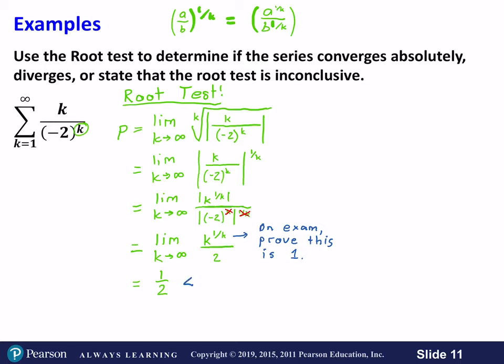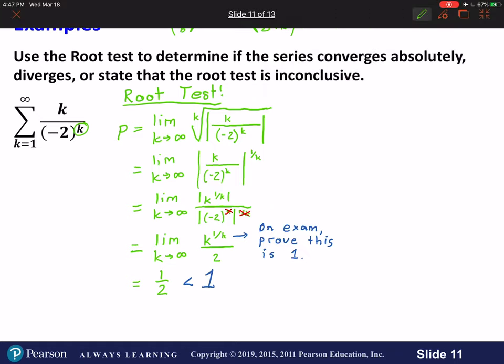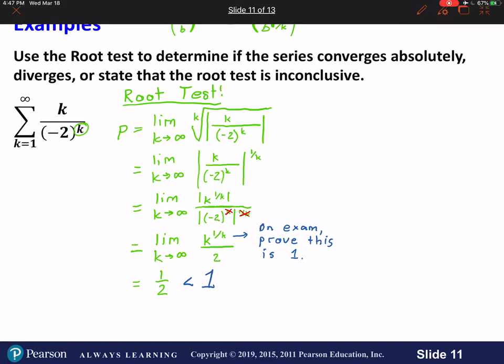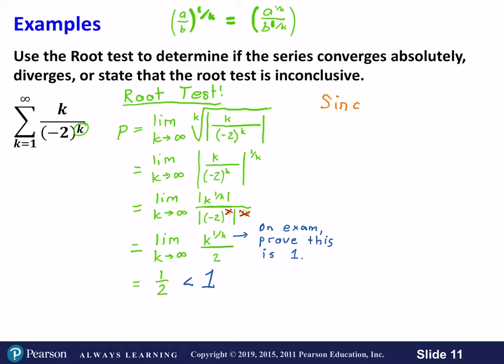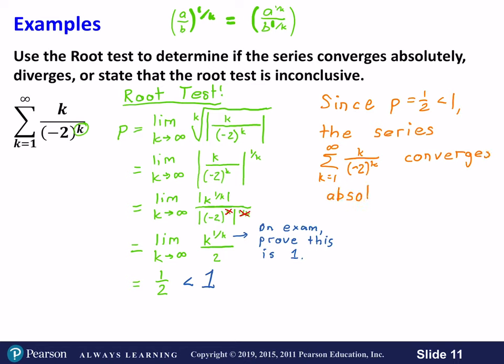1 half is less than 1. So, by the root test, the series converges. Now let's use a different color. Since rho equals 1 half, which is less than 1, the series sum from k equals 1 to infinity, I'm writing this out every time, just so that you get in the habit of recognizing that you need to, converges absolutely by the root test.